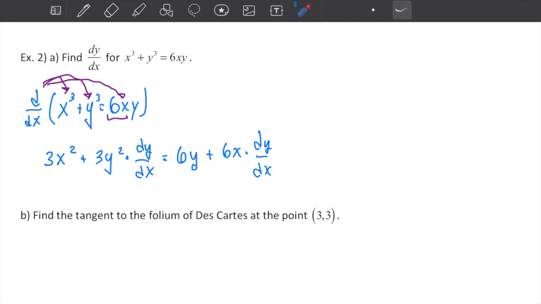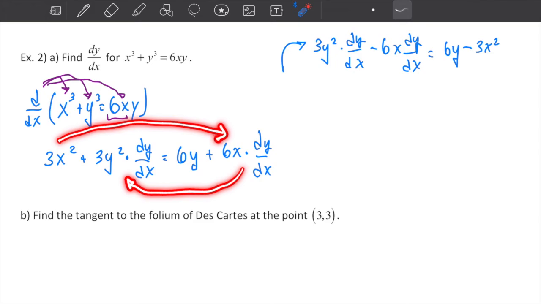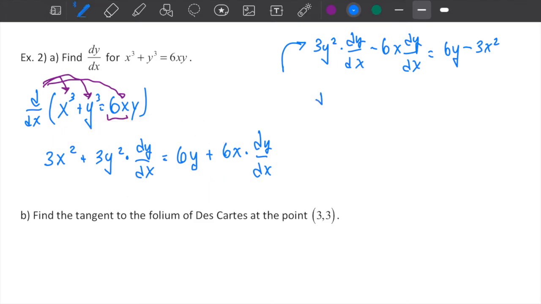Product rule. What I see here is we have dy/dx in two different locations. We're going to group those and then factor dy/dx. I'm going to have 3y squared dy/dx subtract 6x dy/dx equals 6y subtract 3x squared. So you saw that I subtracted to group the dy/dx terms. We're going to factor then. So we have dy/dx equals 6y subtract 3x squared divided by 3y squared subtract 6x.